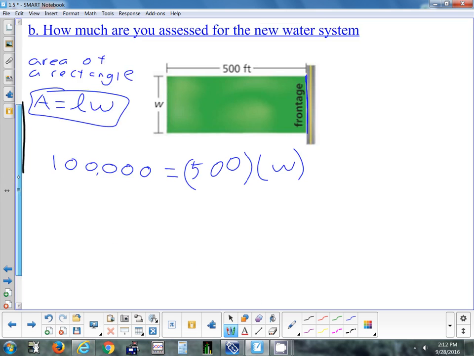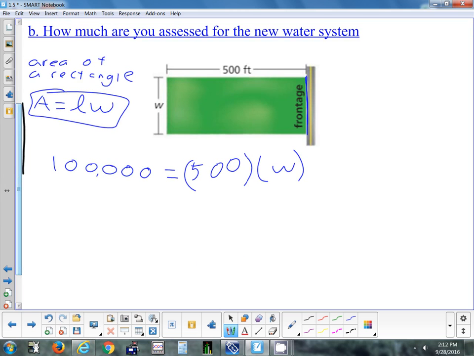Okay, how would I solve this for W? What do we have to do? What are we trying to get by itself? The width, yeah. What's preventing the width right now from being by itself? What's there that we don't want? Yeah, we don't want that 500 there. So how would you move 500 to the other side?